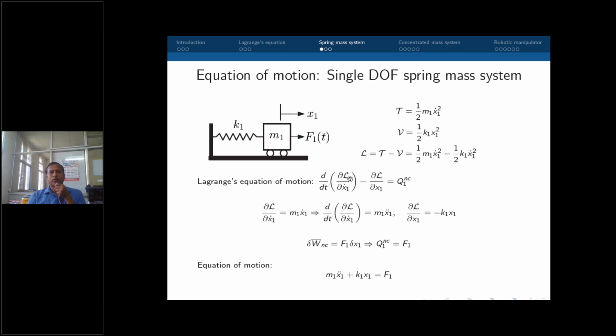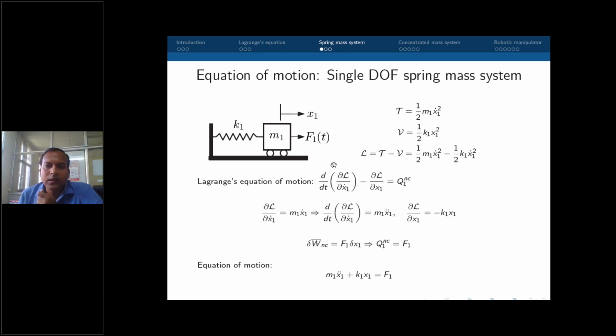Now in the Lagrange's equation, we want to find the first quantity, del L del x1 dot. It is calculated here: the derivative of the Lagrangian with respect to x1 dot, and then you take the time derivative of that quantity, which gives you m1 x1 double dot. In the Lagrange's equation, the second quantity is del L del x1 that we have calculated. Differentiating the Lagrangian with respect to x1 gives you minus k1 x1.